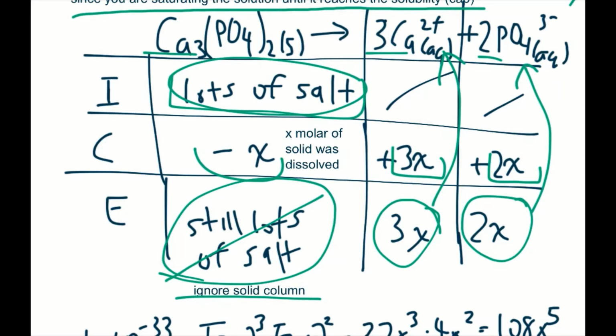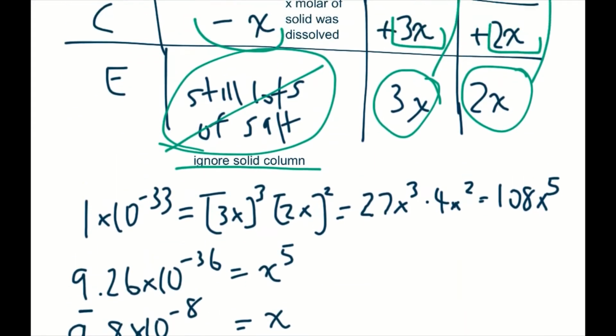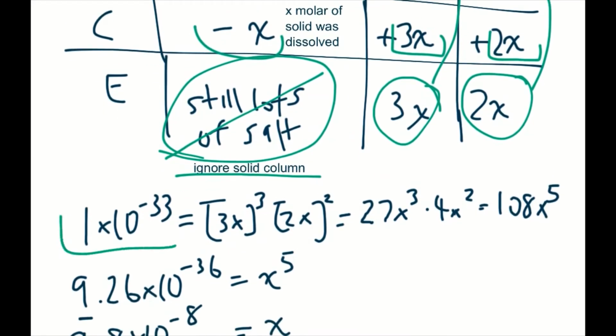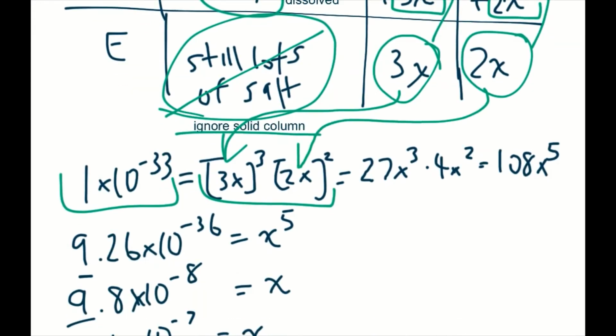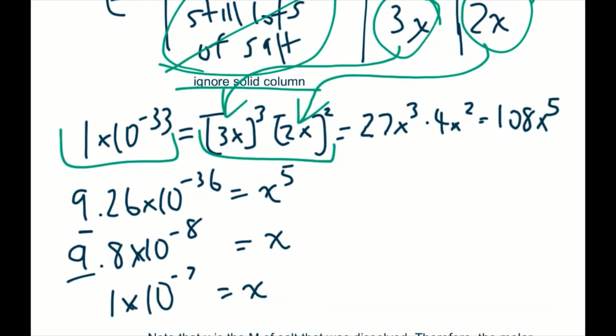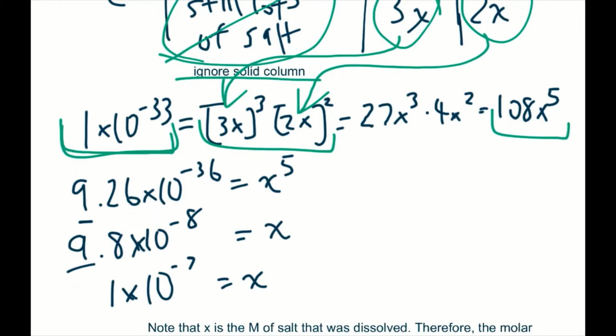for the expressions for the concentrations of calcium 2+ and phosphate respectively. So we can set the Ksp equal to the expression, and we plug in 3x for our calcium 2+ and the 2x for our phosphate, and we simplify things, and we get that 1 times 10 to the negative 33 is equal to 108x to the 5th. So we solve for x, and we get that x is 1 times 10 to the negative 7 after applying sig figs.